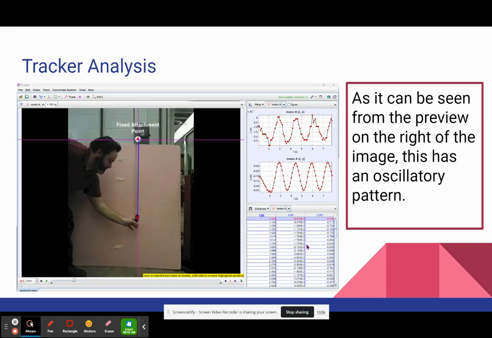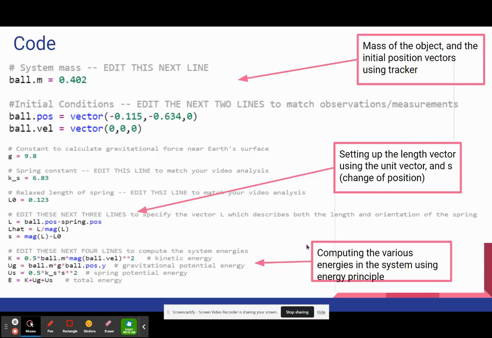For the Tracker analysis, as you can see from the preview on the right of this image, this has an oscillatory pattern which shows that there's an amplitude and a time period.